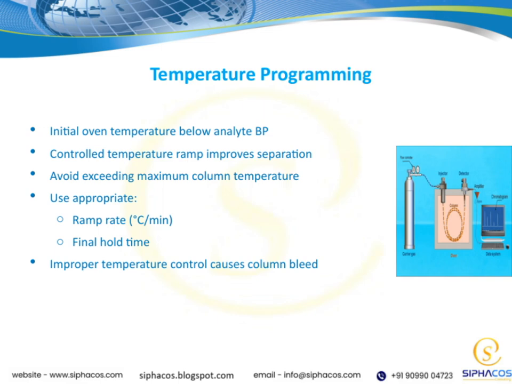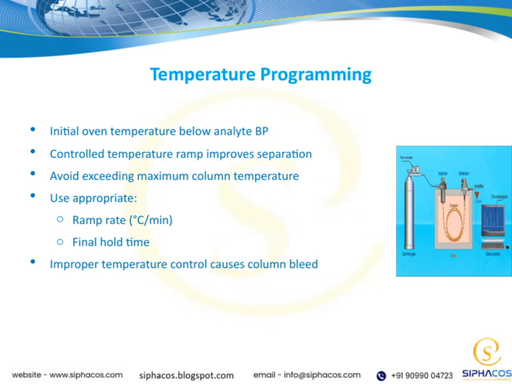When setting your temperature program, you need to choose an appropriate ramp rate, which is measured in degrees Celsius per minute. A rate that's too fast might cause poor separation, while one that's too slow can extend your run time unnecessarily. Don't forget to include a final hold time at the end of your temperature program. This helps to ensure that all analytes are fully eluted and that your results are consistent.